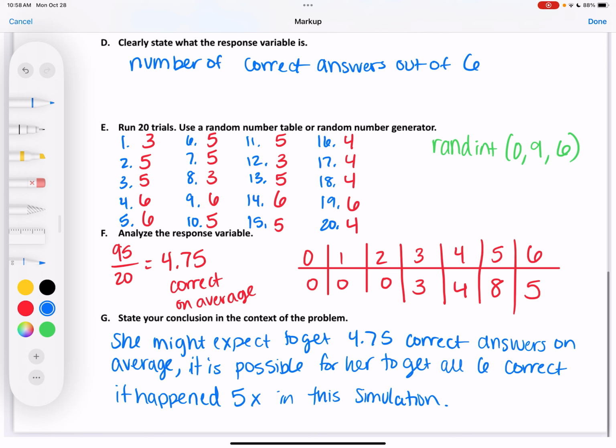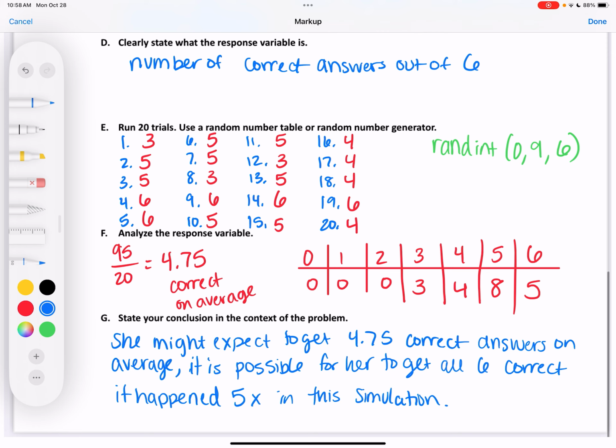And if you had one that occurred significantly more times than everything else, let's say that getting 5 right occurred 12 times and everything else occurred 2 or 3 times, you could say she most often got 5 right. But typically that number is going to be relatively close to your average, because I got 5 8 times and her average was 4.75. So you don't really need to comment on that. But I would comment on the max number that she can get right.